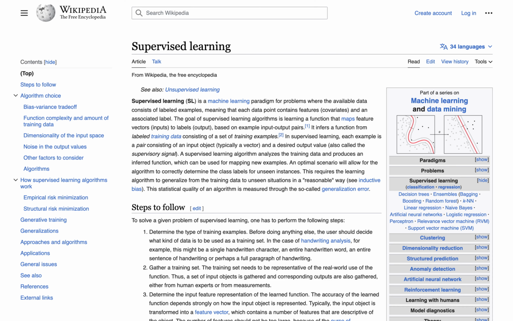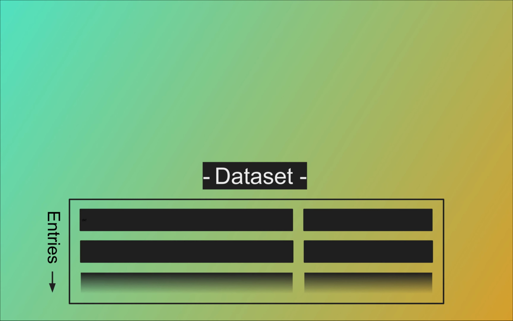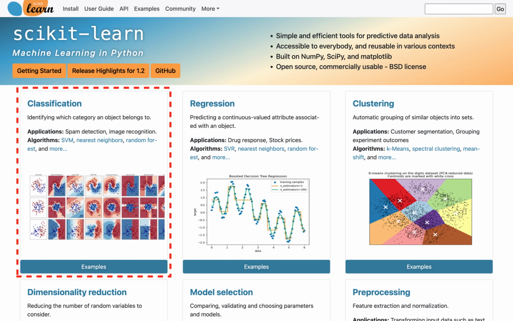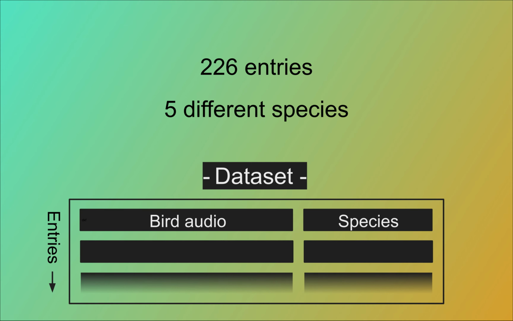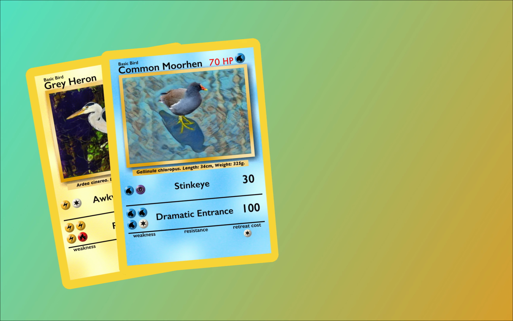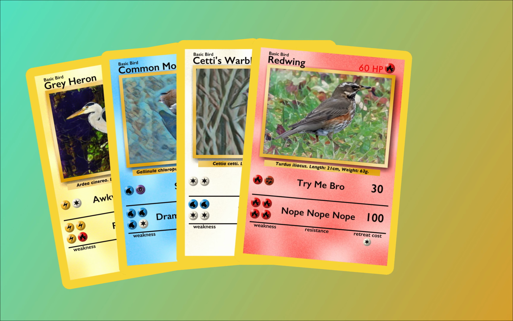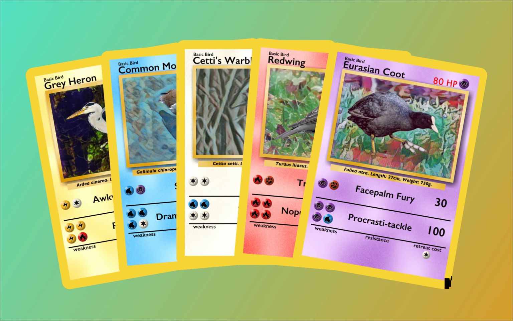Let's begin. A good place to start your machine learning journey is with supervised learning. In that case, a dataset will for each entry have some input data and some desired output data called a target. For this series, I will use bird audio as input and species as target. This is then a classification problem, as we have a discrete number of species called classes. For this video, I have collected a small dataset of 226 entries spread across 5 species: the gray heron, the common moorhen, Cetti's warbler, the redwing, and the Eurasian coot.